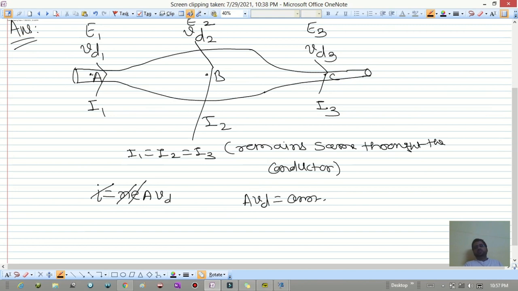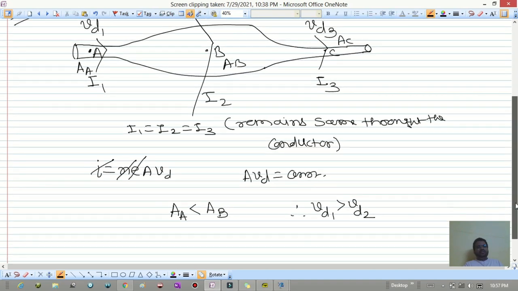So drift speed at 1. If you consider this area at A, area at B and area at C, the area at A is lesser than the area at B. Therefore, drift speed at 1 is greater than the drift speed at 2. So likewise you can have the relation, right?